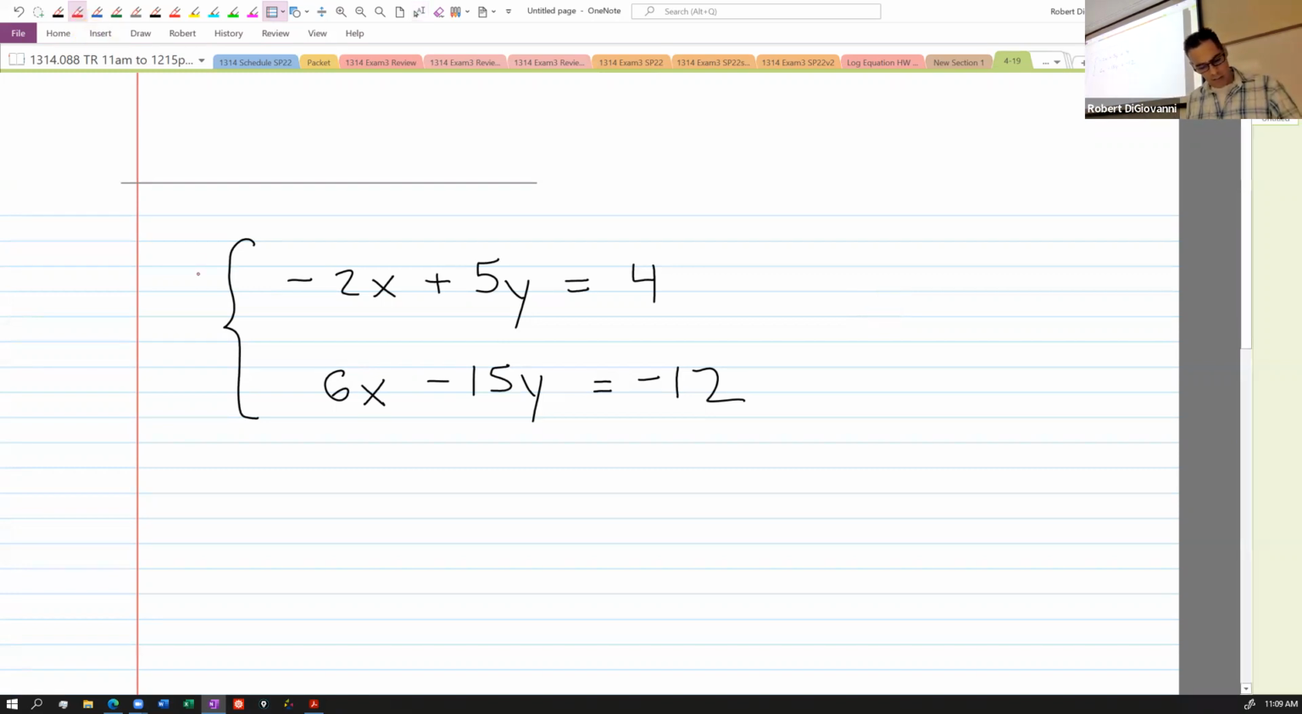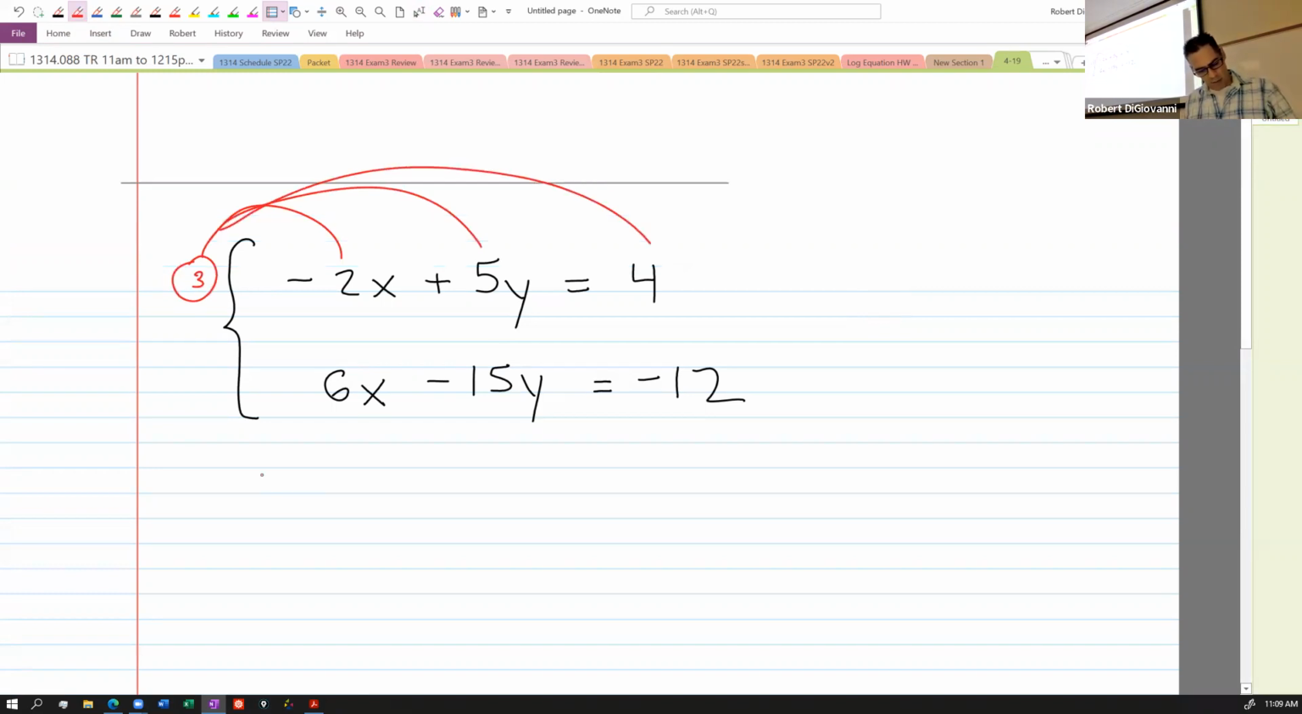We get 3 up here, we're distributing through, and so we have a new system. It'll be negative 6x plus 15y equals 12. And then the bottom equation, I don't touch it, I leave it alone: 6x minus 15y equals negative 12.